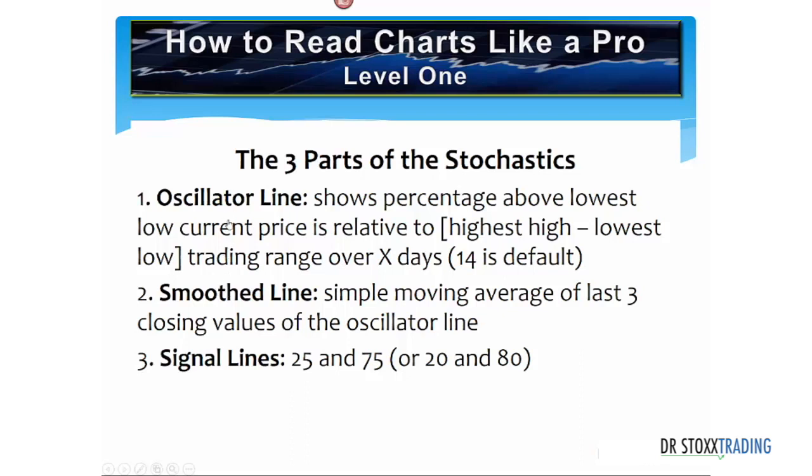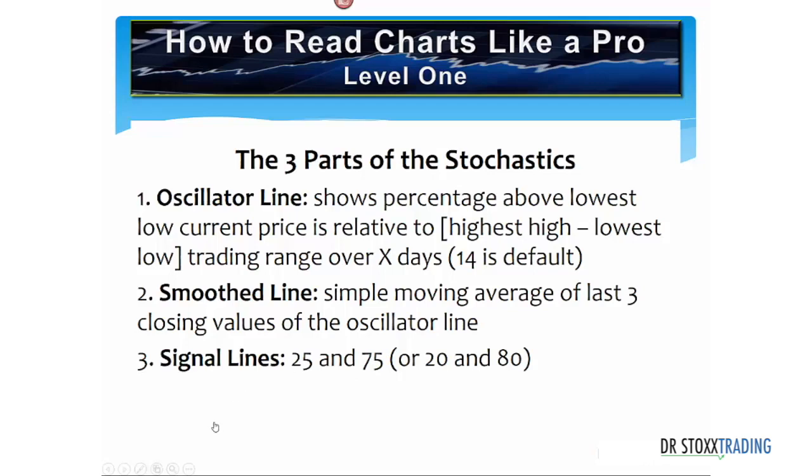And then the third piece of the stochastics are these 2 horizontal signal lines, which are set at the values of 25 and 75 by default. Some of your charting packages will set them at 20 and 80 by default. TradingView does that. I don't know what else does. I think StockCharts.com puts them at 25 and 75.